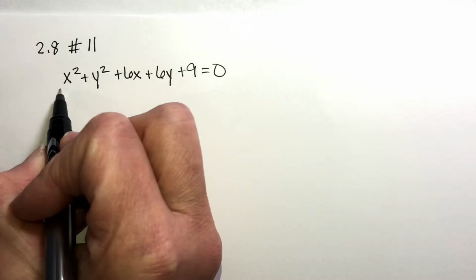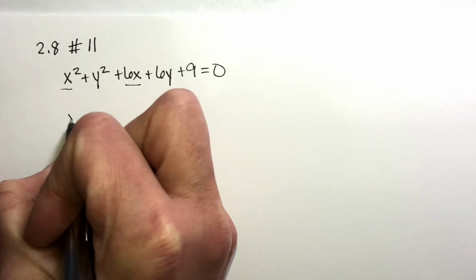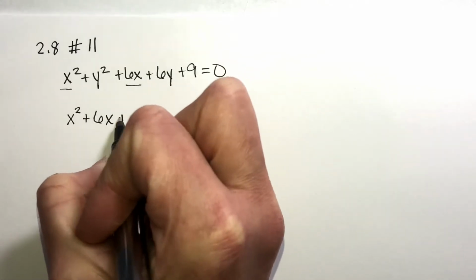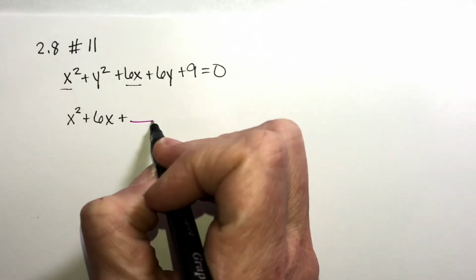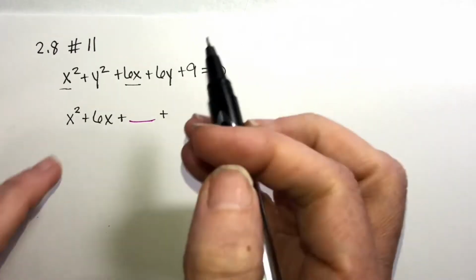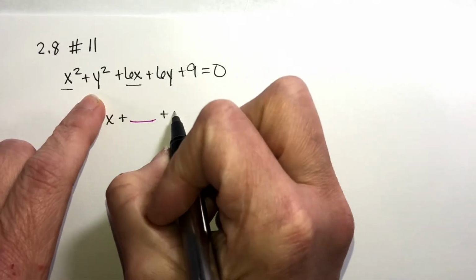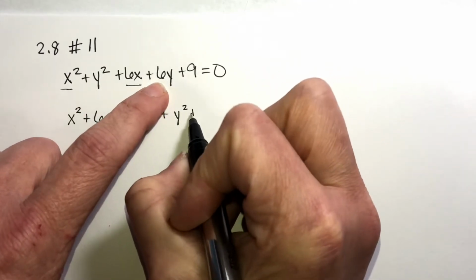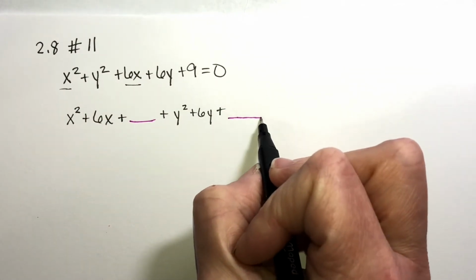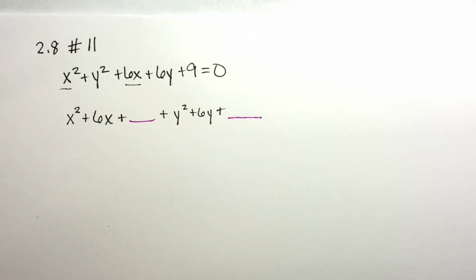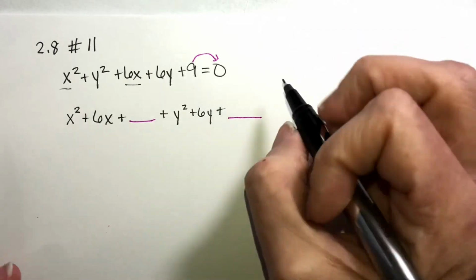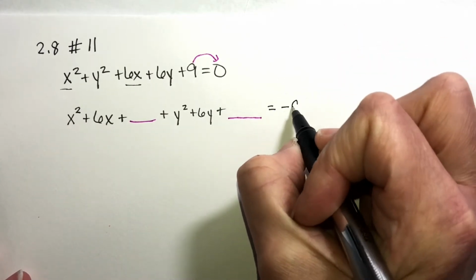So the first thing I'm going to do is write my x's side by side. So x squared plus 6x plus, I'm leaving myself a little blank right here because I'm going to fill that in once I complete the square, plus, now I'm going to put my y's side by side, y squared plus 6y plus, and again, I'm going to leave a blank because I'm going to complete the square. And you want your constant, this 9, on the other side. So this is going to equal -9.